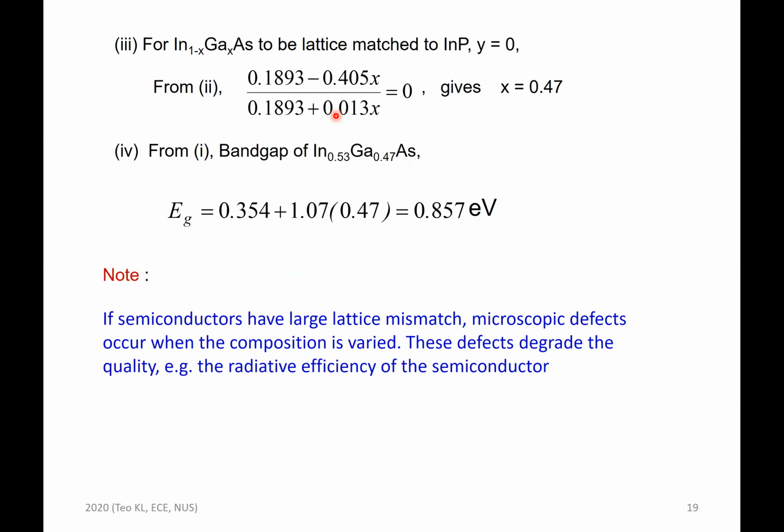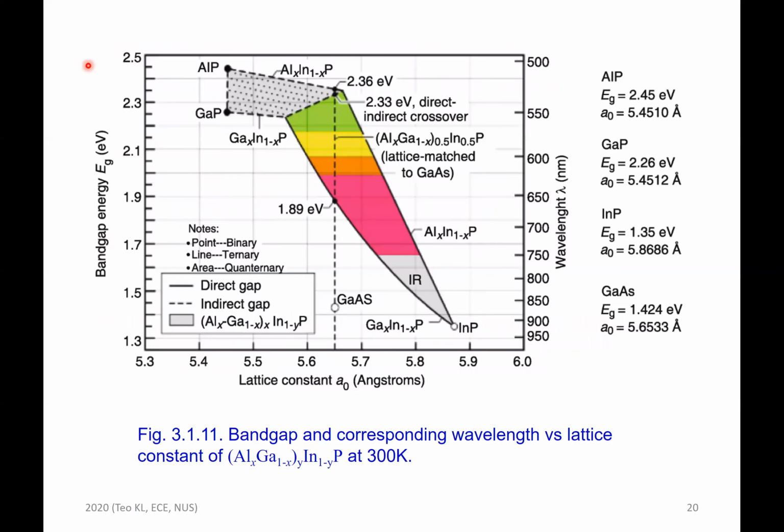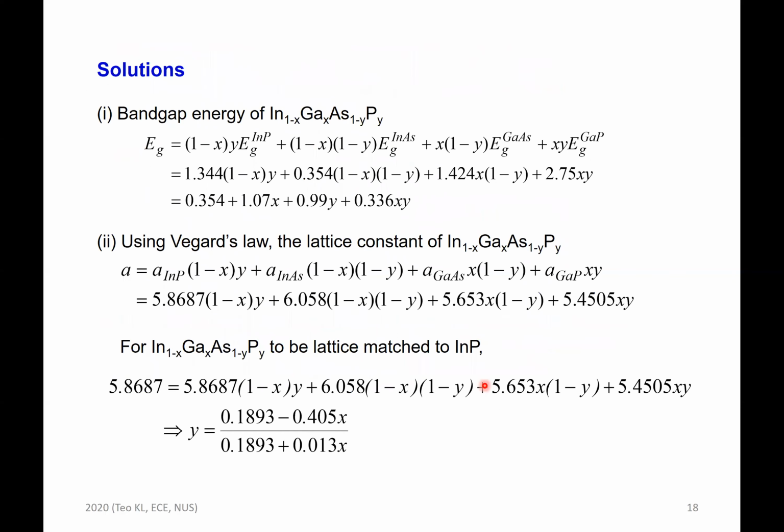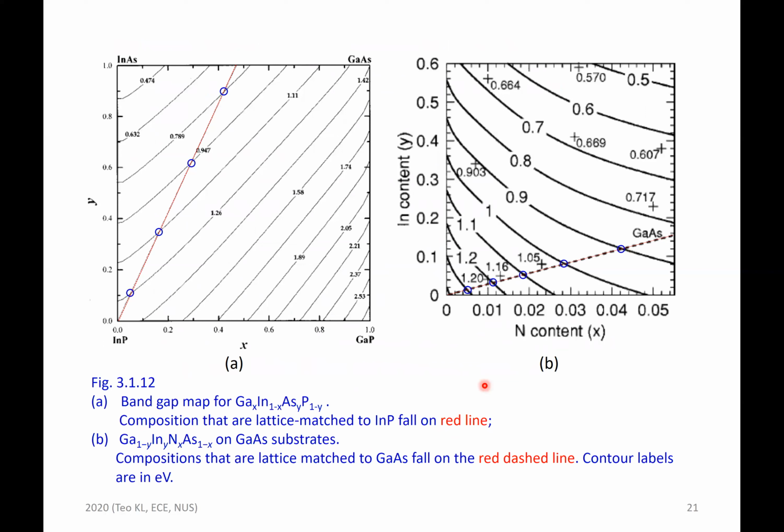Now, for this plot, it's band gap as a function of lattice constant. We can only say that for a certain composition that we grow, you can get a certain band gap energy and lattice constant. Similarly, for this plot, energy gap as a function of lattice constant. Another plot is a contour plot where you plot the composition as well as the band gap energy.